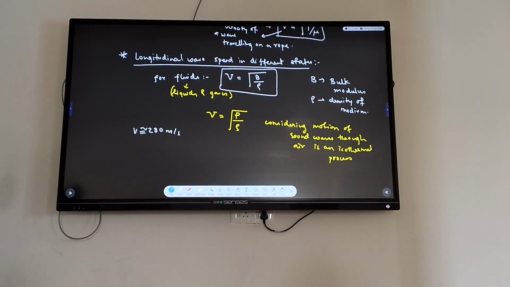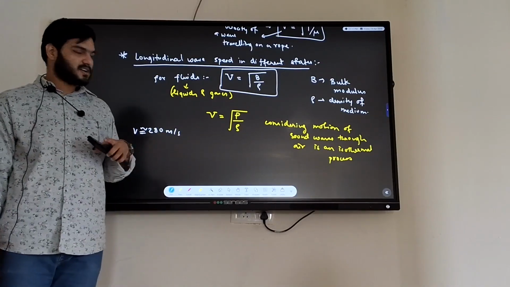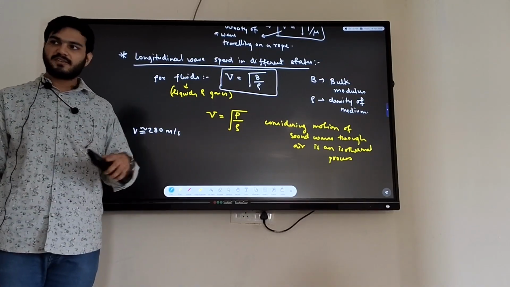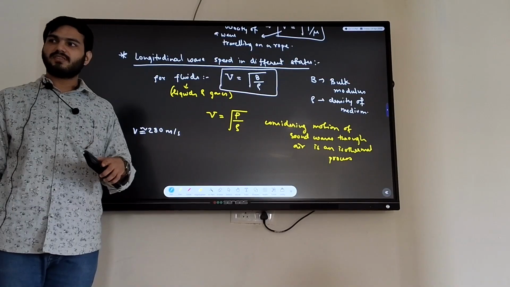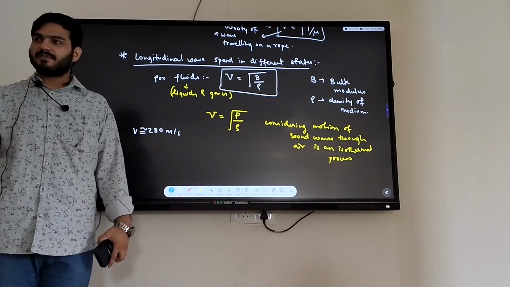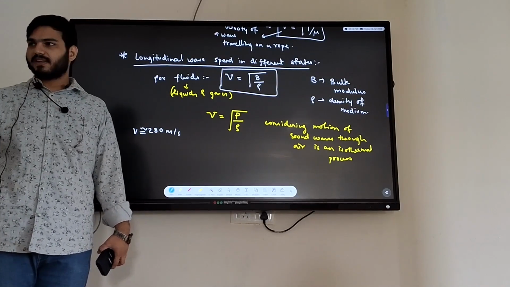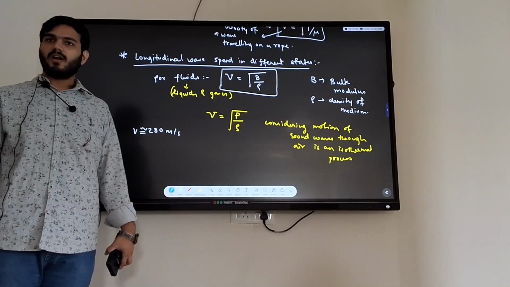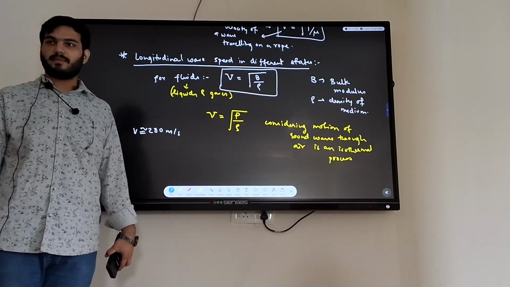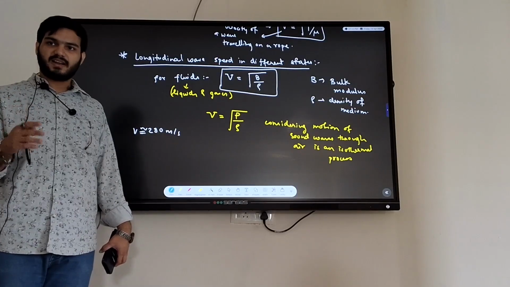And then Laplace came after maybe 50-60 years, and Laplace gave a correction factor. He said that as the sound wave moves through the air, it is not really an isothermal process, it's an adiabatic process. Do you remember the definition of an adiabatic process? Heat exchange is zero. There is no change in heat, but all fast processes are also called adiabatic. Do you know this? All processes that are fast are adiabatic.